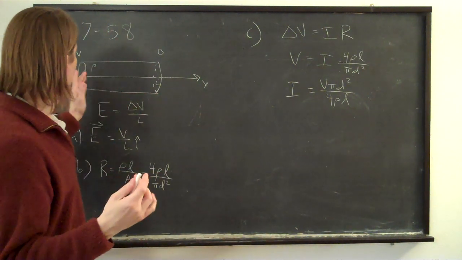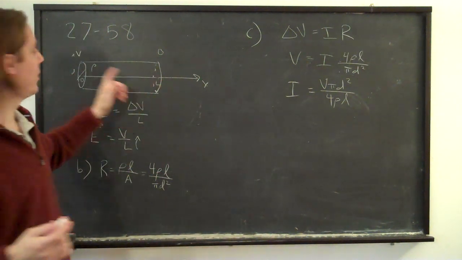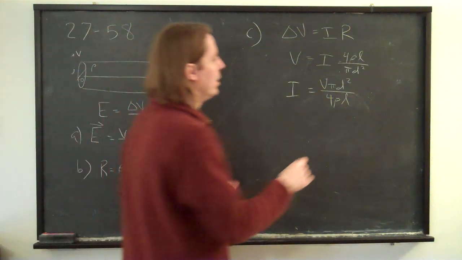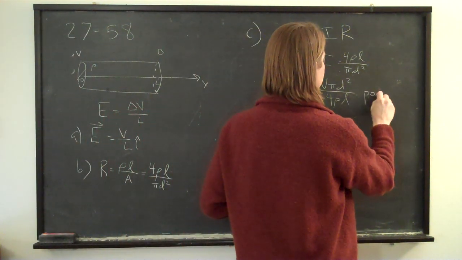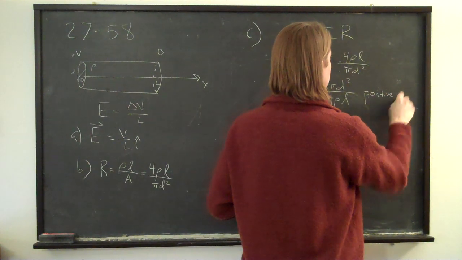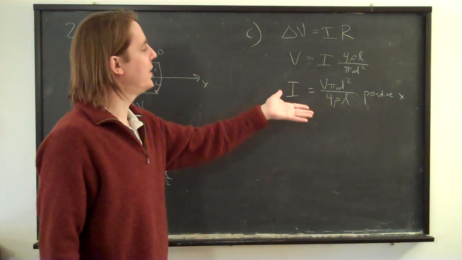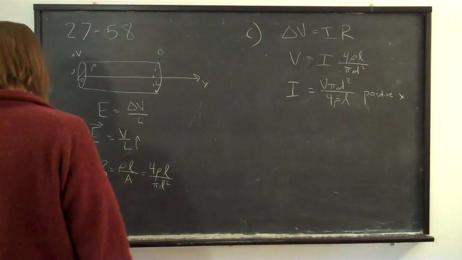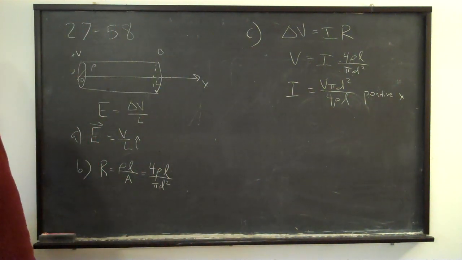And the direction it's going to go, since we have the high potential here and the low potential here, and current flows from high to low potential, is the positive x direction. We aren't going to write it as a vector, it just asks for the magnitude and the direction. So we don't usually call current a vector. That was part C.